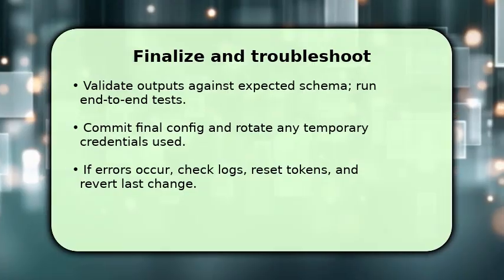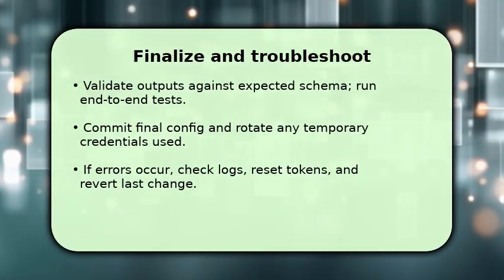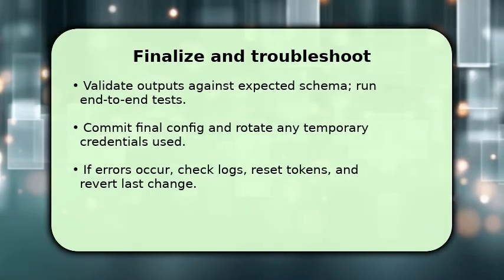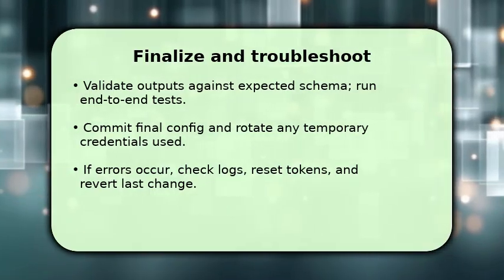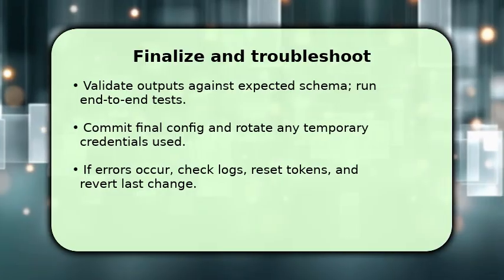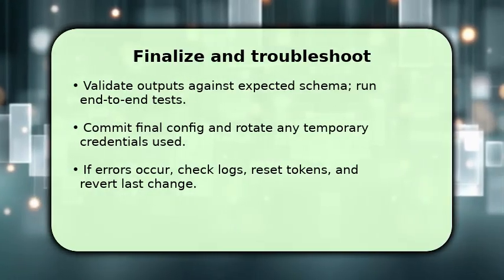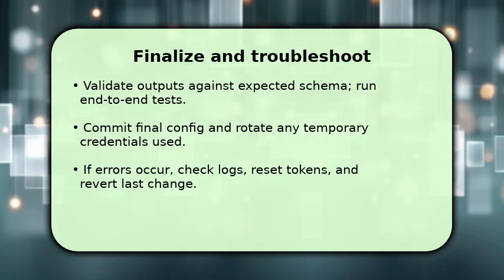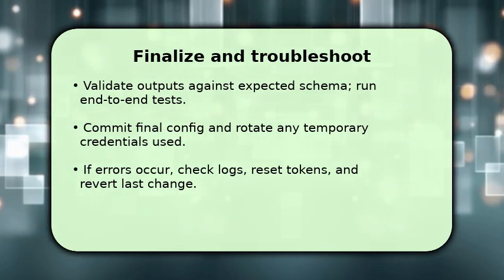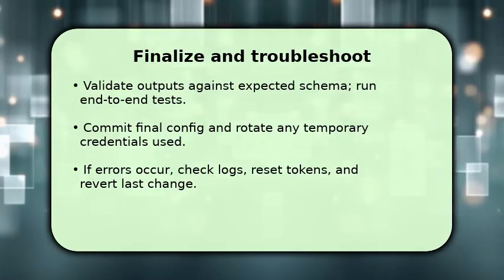If something goes wrong, check detailed logs first to pinpoint the failure, then reset authentication tokens and revert the last incremental change you made. This single troubleshooting step often restores a working state quickly. Finally, document the fix so you avoid repeating the same issue in future.